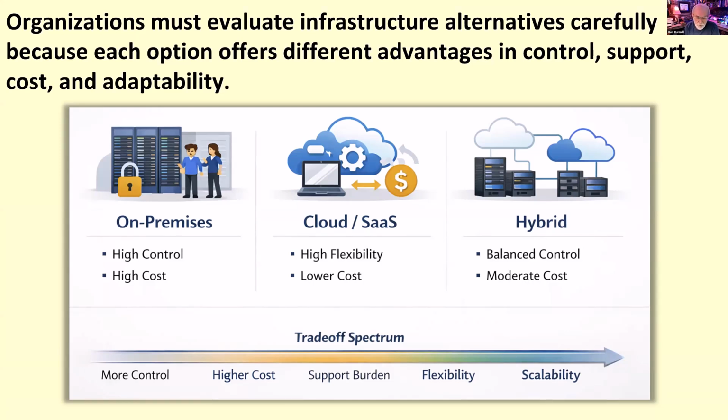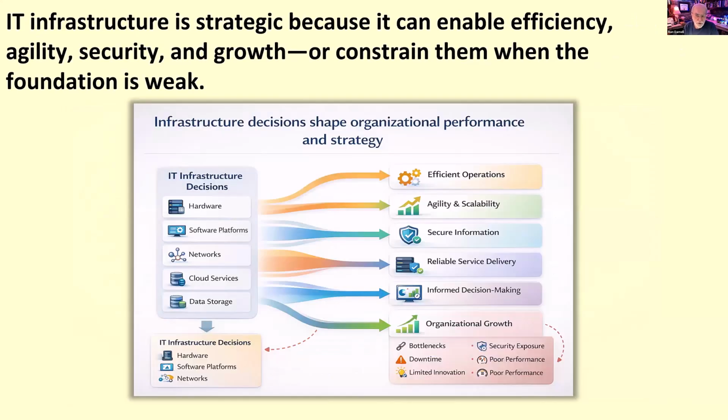From a management perspective, the important point is that infrastructure decisions should not be made only on the basis of convenience or trend. They should be evaluated in terms of how well they fit the organization's goals, capabilities, and constraints. Infrastructure alternatives should be assessed as strategic business decisions, not just as technical preferences. Infrastructure decisions shape organizational performance and strategy.